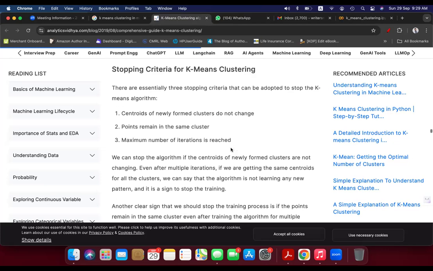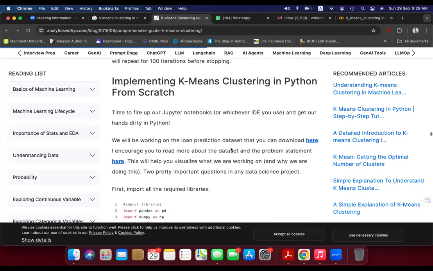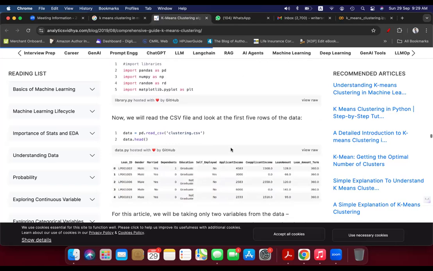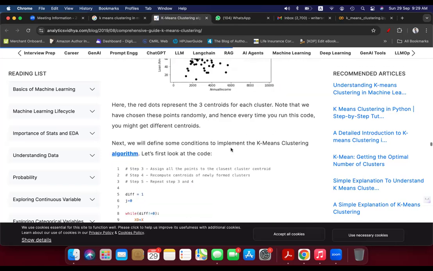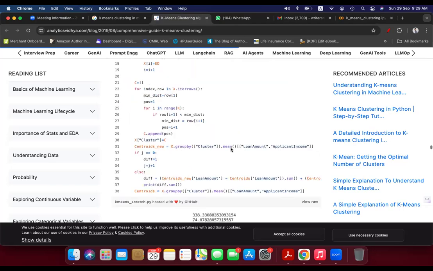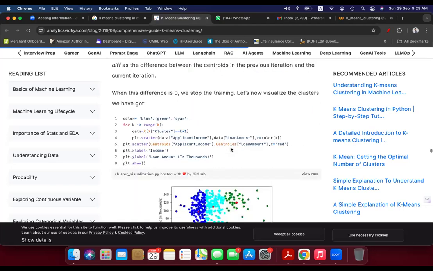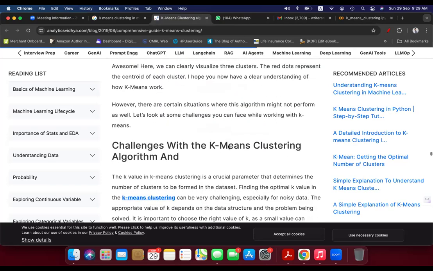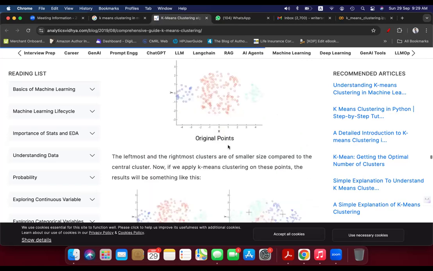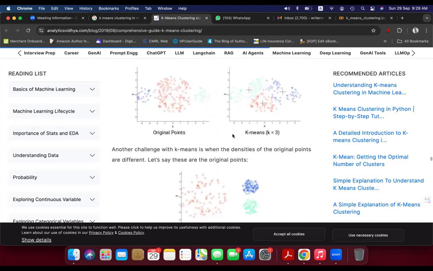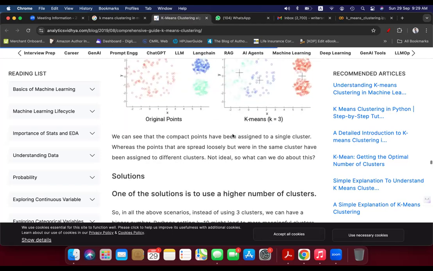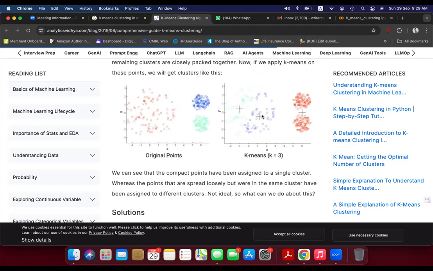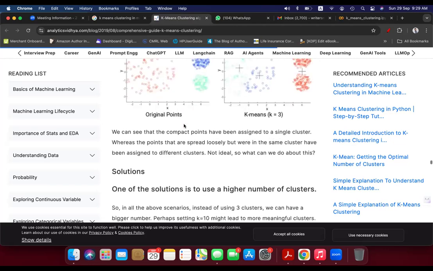Stopping points. These are the implementation in this same. Maybe you can also try this information. Yeah, how the clusters are different. Original points. At each and every step they wanted to visualize.